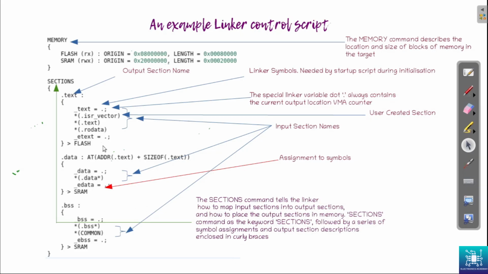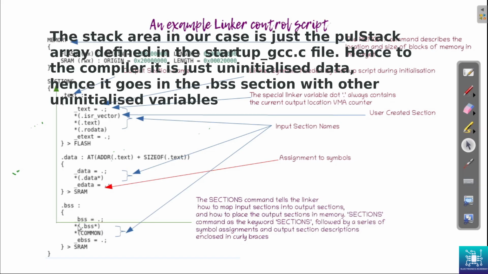Now here you have the initialized data section. This section stands for the initialized data that we have declared in the program. That is the global initialized data. This section is, in our case, for the stack as well as the uninitialized data. So both of these go into the BSS section.